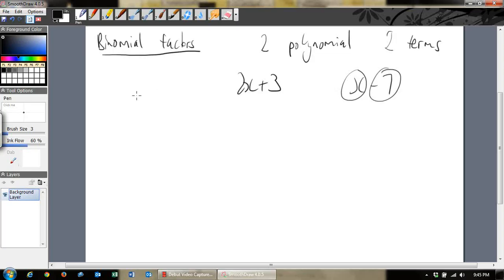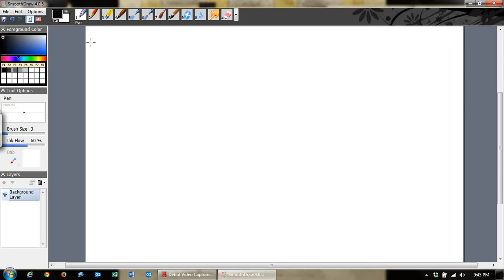So what we're talking about is simplifying expressions that have binomial factors, okay? So it's got a factor of 2x plus 3, or a factor of x minus 7. What I'm going to do is go straight into an example. There's no better way to show this than by an example, okay? So let's get straight into it. Let's go.